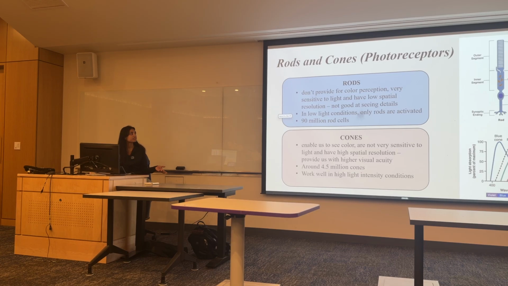The high sensitivity to light causes the rods to be overstimulated or saturated even in normal room light or sunlight. So in conditions where you have really bright light, the cones are the dominant photoreceptors. Surprisingly though, there are way more rod cells in your eye than cone cells. There's about 90 million rod cells.